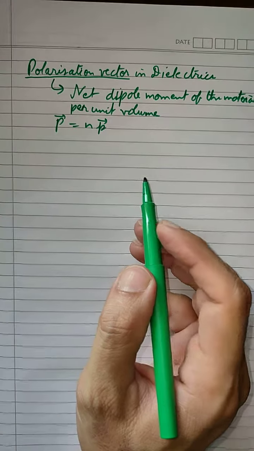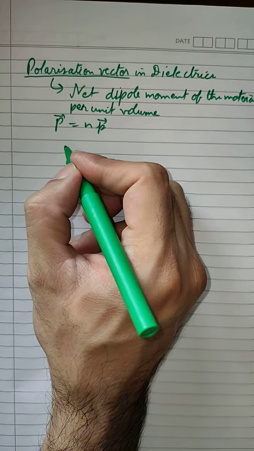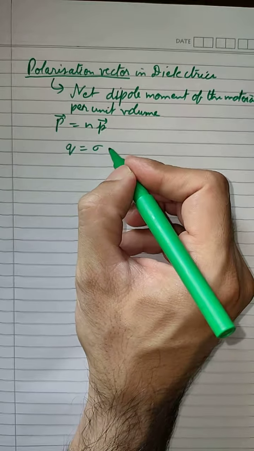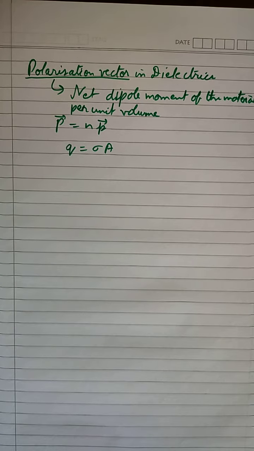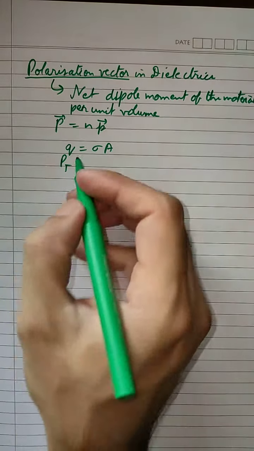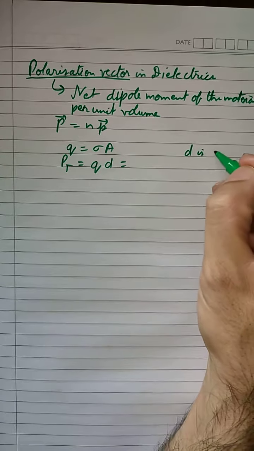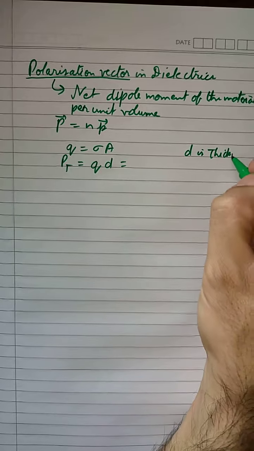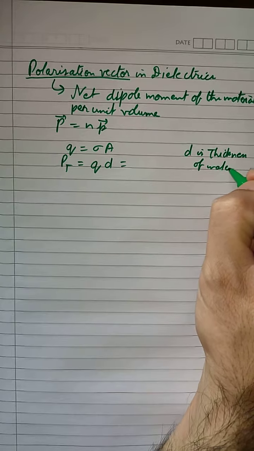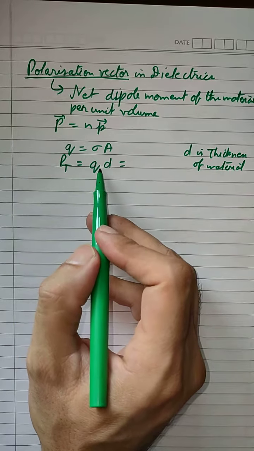For the total polarization vector, suppose we have a total bound charge on the dielectric slab, and the charge density is sigma. Then the total charge will be equal to sigma into the area of the dielectric slab. That means the total dipole moment due to bound charges will be equal to Q into D, where D is the thickness of the material.